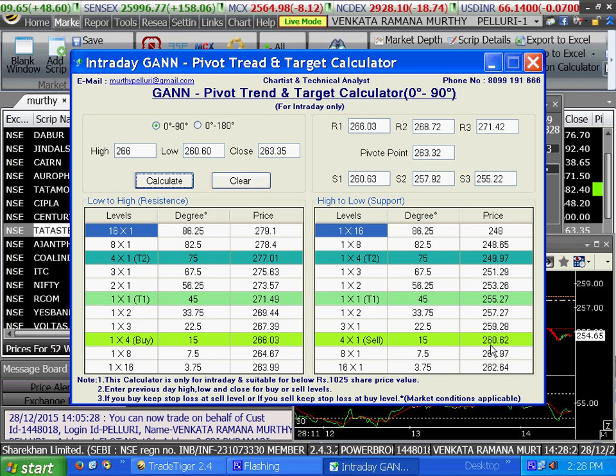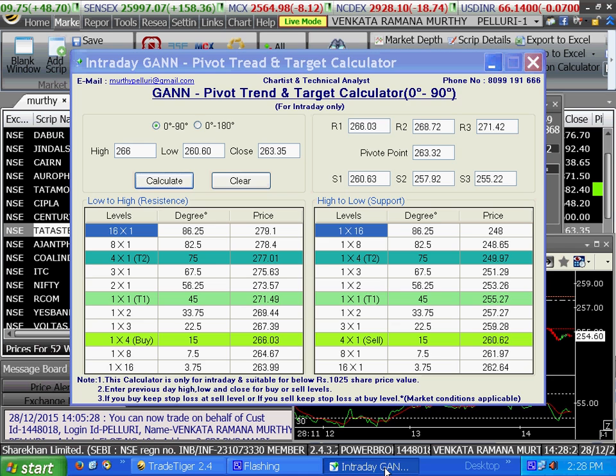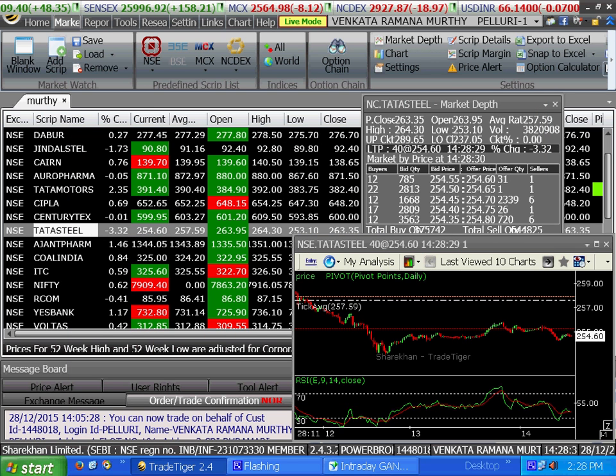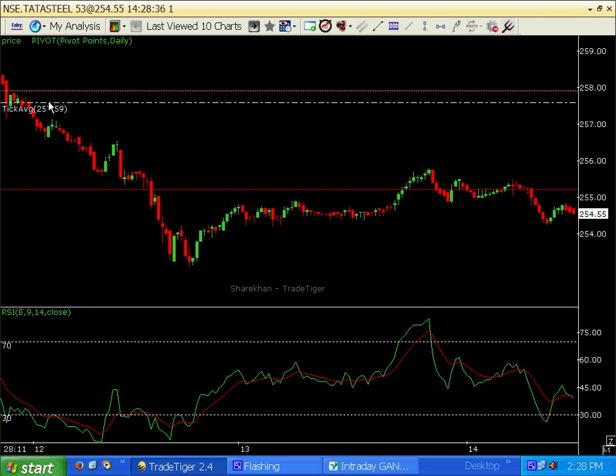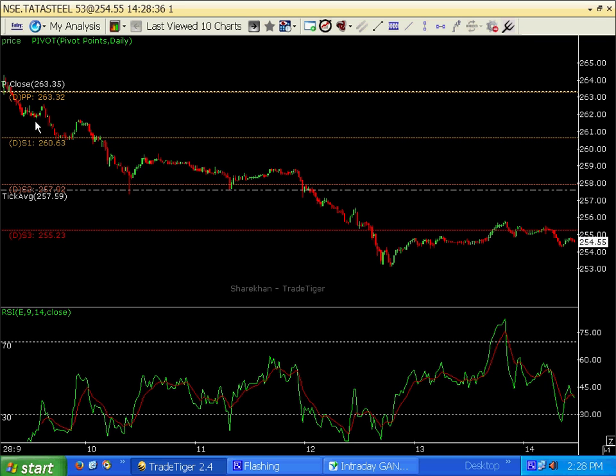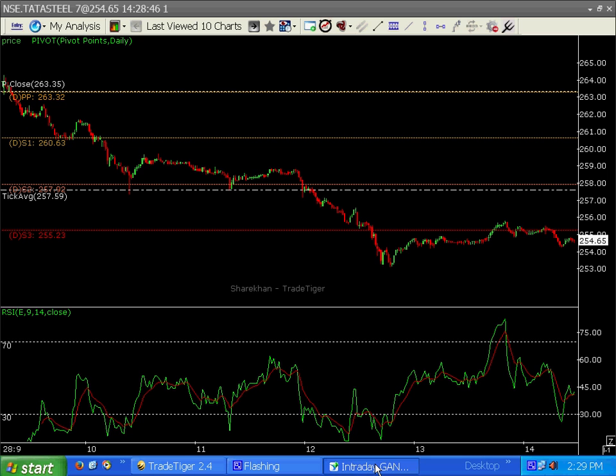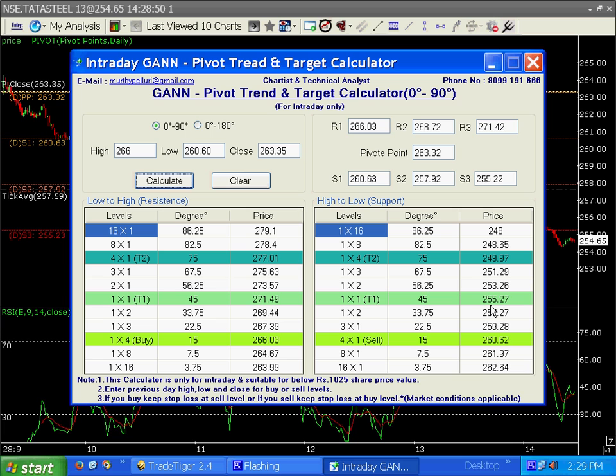Here we could sell at 262.62 levels. If we could sell the Tata Steel in cash market at this level, the first target is 255.27, and above the 56.25 degrees target is 253.26.